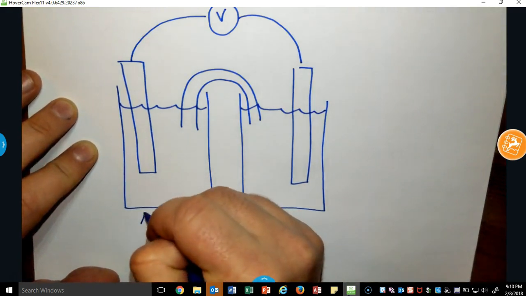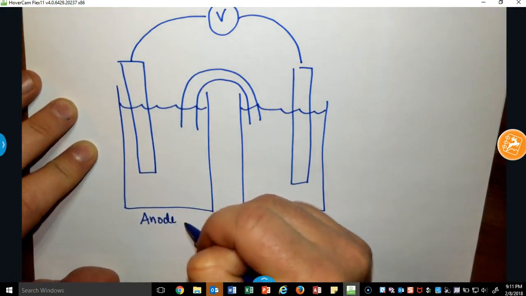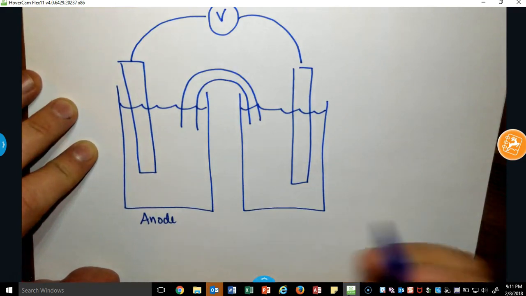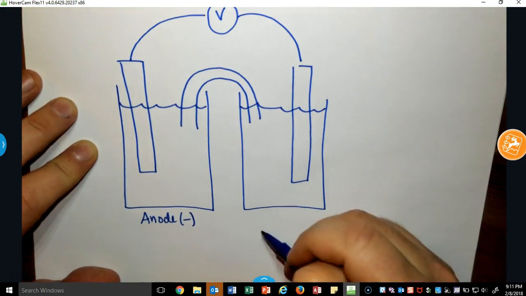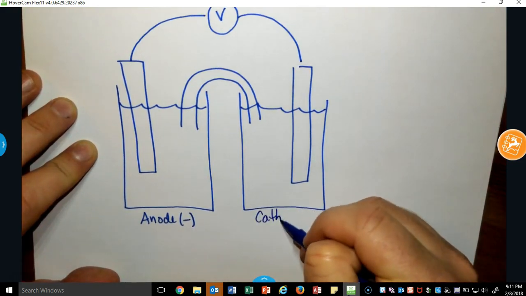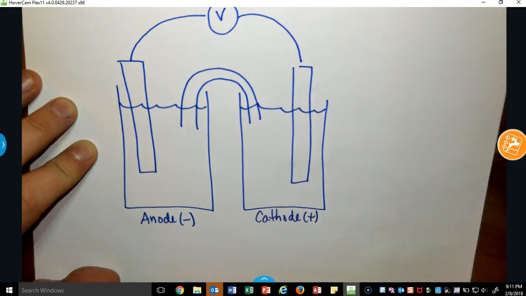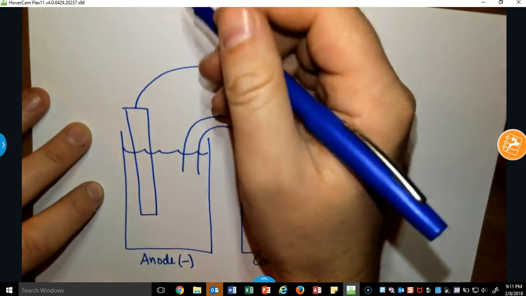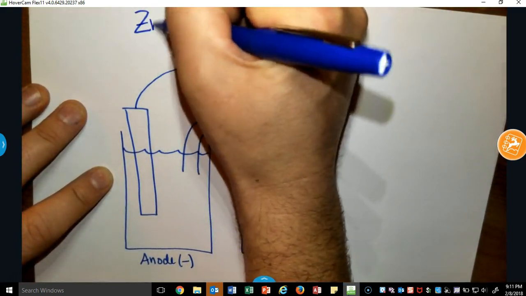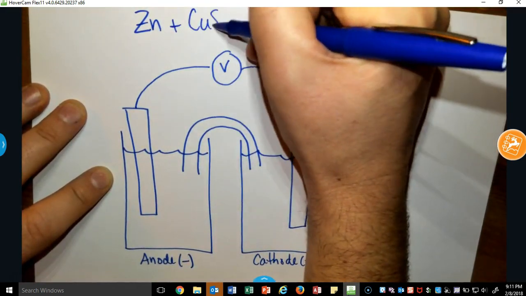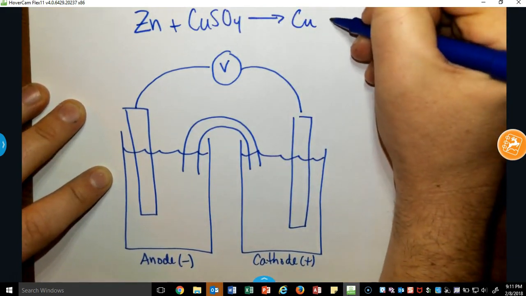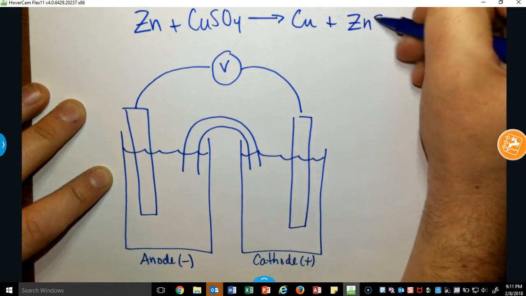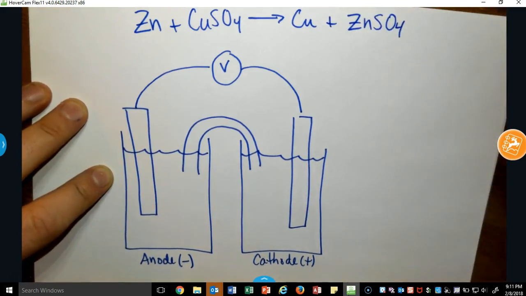Okay, so the first cell we'll call the anode, and the anode is usually written on the left. And the anode in the voltaic cell is the negative electrode. So the other cell we'll call the cathode, and that will be the positive electrode. Now what we're going to do here is look at the reaction between zinc and aqueous copper II sulfate. And in that reaction we're going to form solid copper and zinc sulfate.